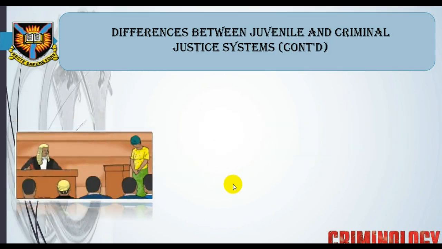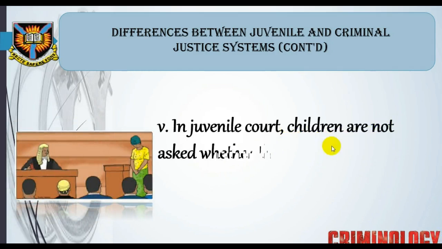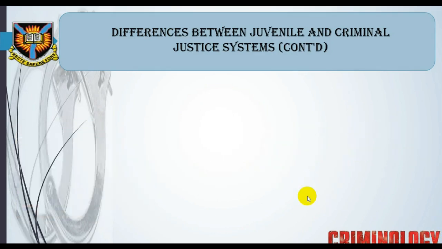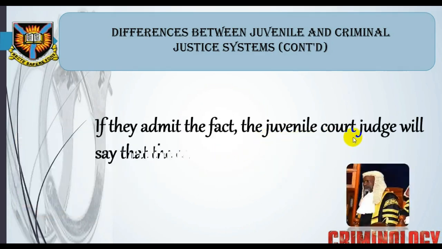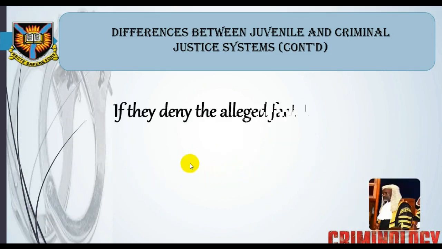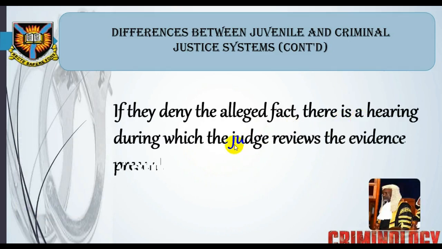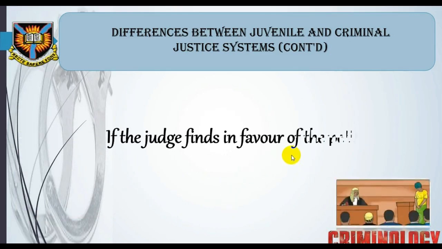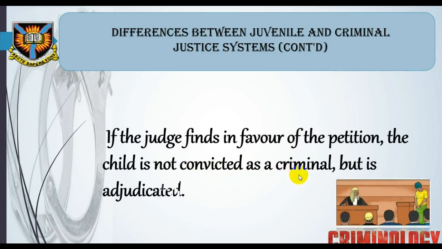5. In juvenile court, children are not asked whether they admit or deny the facts alleged in the petition. If they admit the facts, the juvenile court judge will say that the case has been adjudicated and the facts are stated in the petition. If they deny the alleged facts, there is a hearing during which the judge reviews the evidence presented and adjudicates the merits of the petition. If the judge finds in favor of the petition, the child is not convicted as a criminal, but is adjudicated.